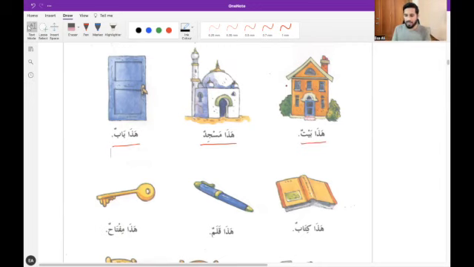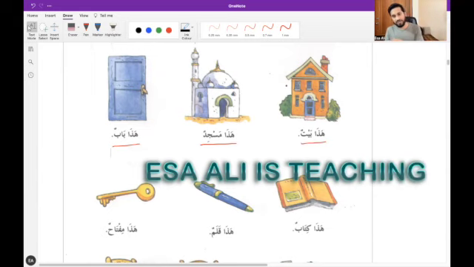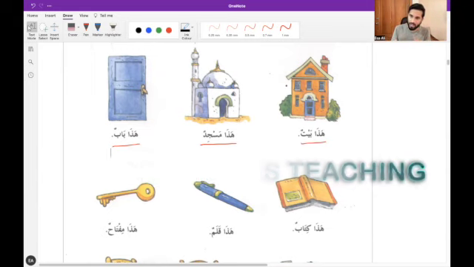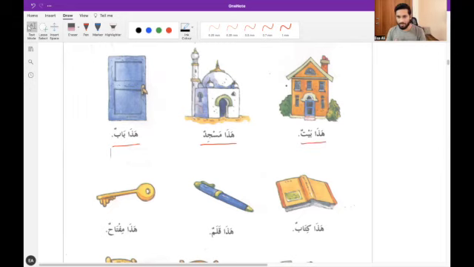Now, what does that mean? That means that the Arabic language obviously is different to the English language. The structure of the words in any particular sentence is different between Arabic and English. So for example, in Arabic, we can begin a sentence with a verb. In English, you can't do so. For example, I can't say "teaching is Esa Ali." You must say "Esa Ali is teaching." So you must begin with a noun in English, whereas in Arabic, you can begin with a verb. So the sentence structure is different.